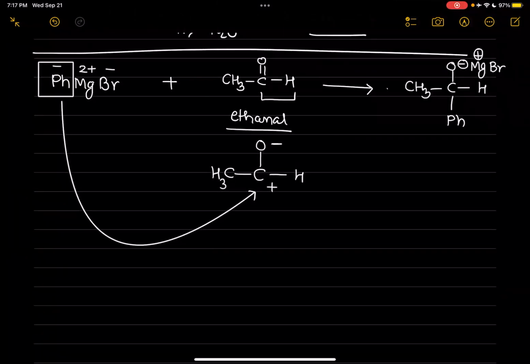Now what will happen? Will you keep it as it is or will you convert it to alcohol? You will convert it to alcohol. So the O minus is there, you need to make it OH. So you will react it with H2O and H plus. This needs a little bit of practice.